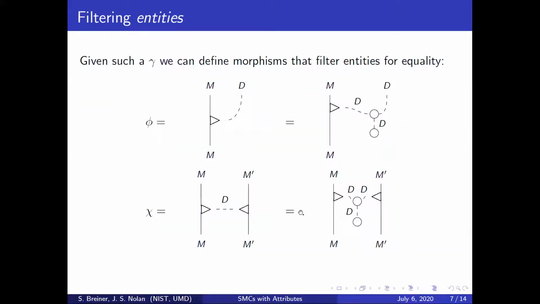So given this gamma map, just like how we can check values for equality, we can also check that an entity or a pair of entities has a certain attribute. So this phi map defined right here, if we take M to be a robot and D to be a location, then this is checking that the robot is at a specified location, and it can be formally defined using this. And this checks that two objects have the same value for a given attribute. So, for example, checking that a robot and a ball are both at the same location.